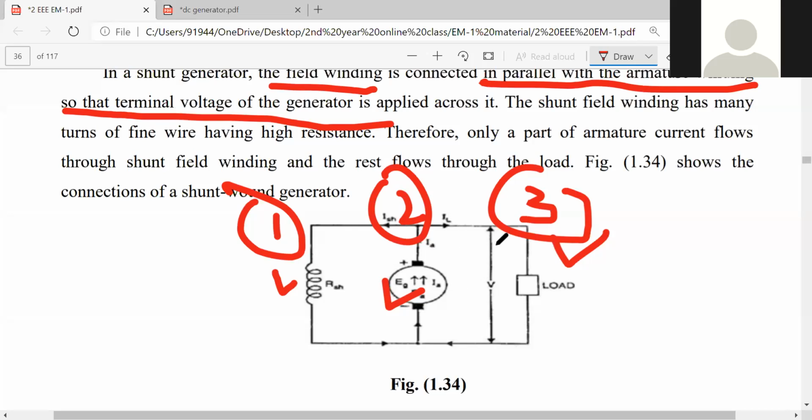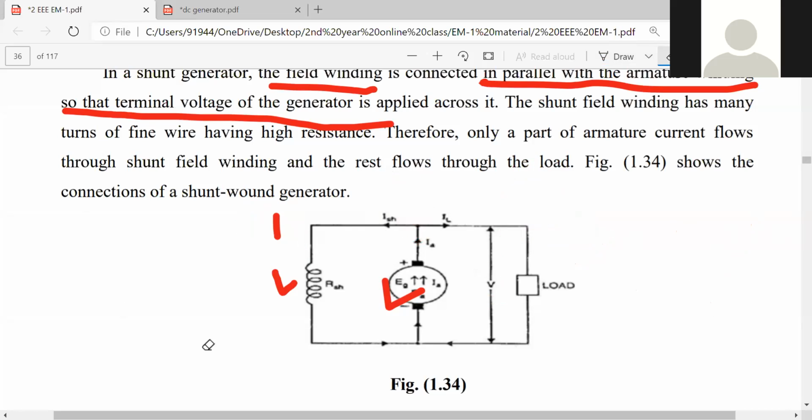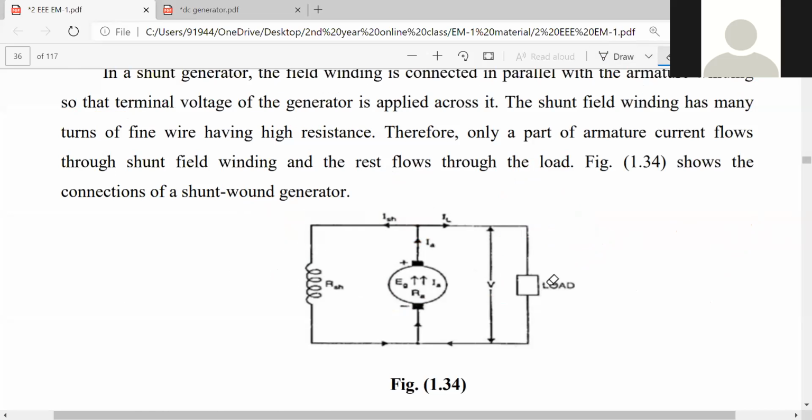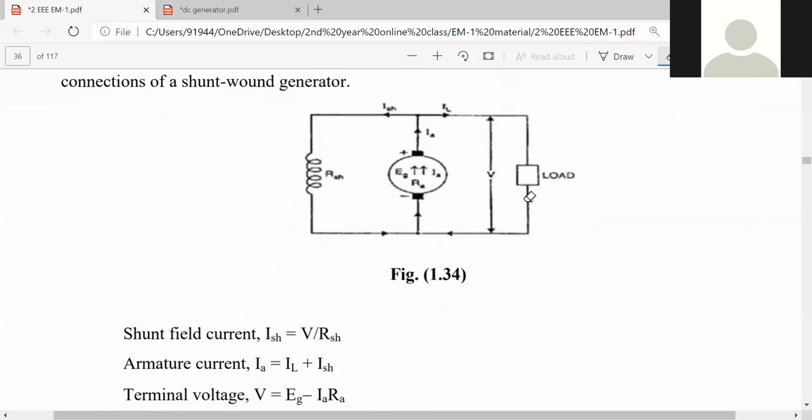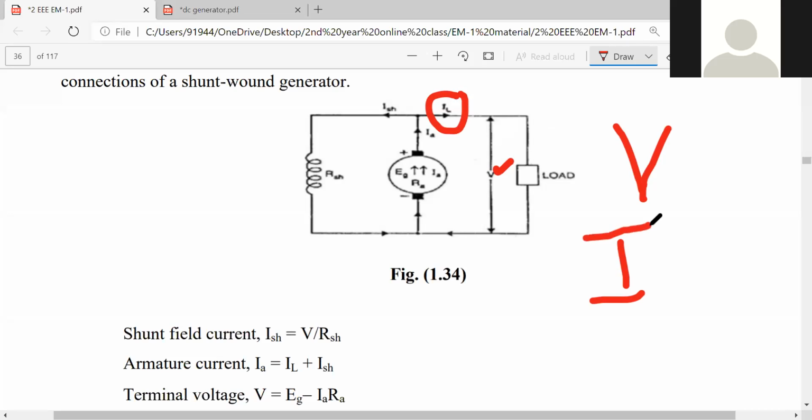So the same voltage appears across all the terminals. That is V. The terminal voltage of the armature, the load, or the shunt resistance is the same V. The voltage across the load equals V, and the current passing through the load equals IL, the load current.